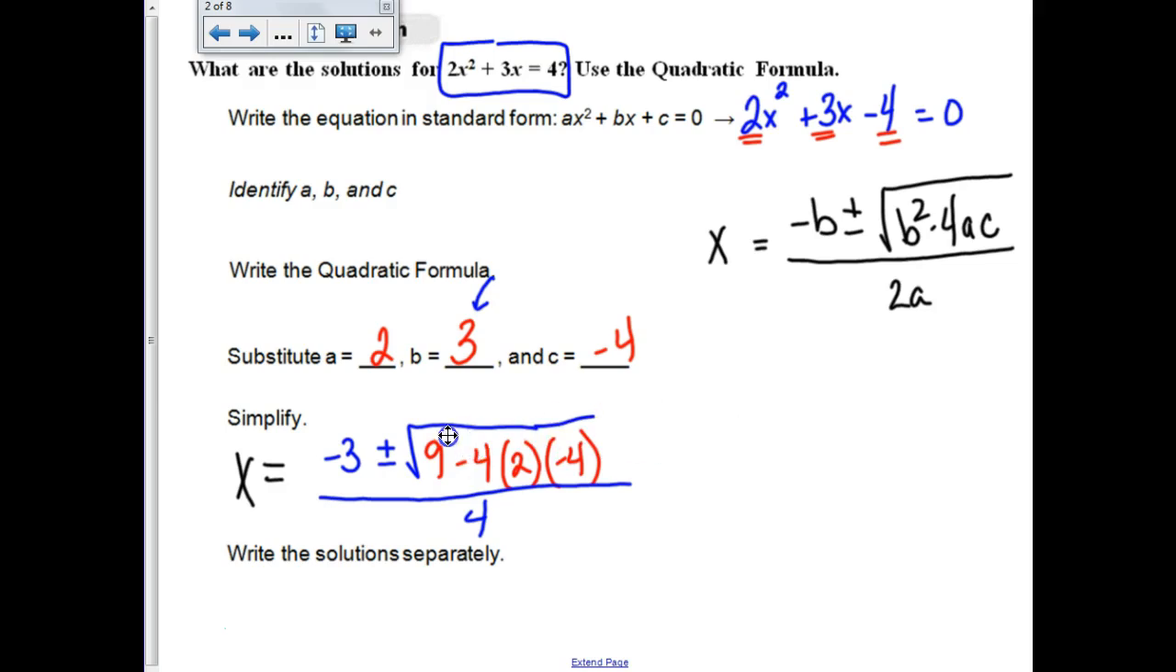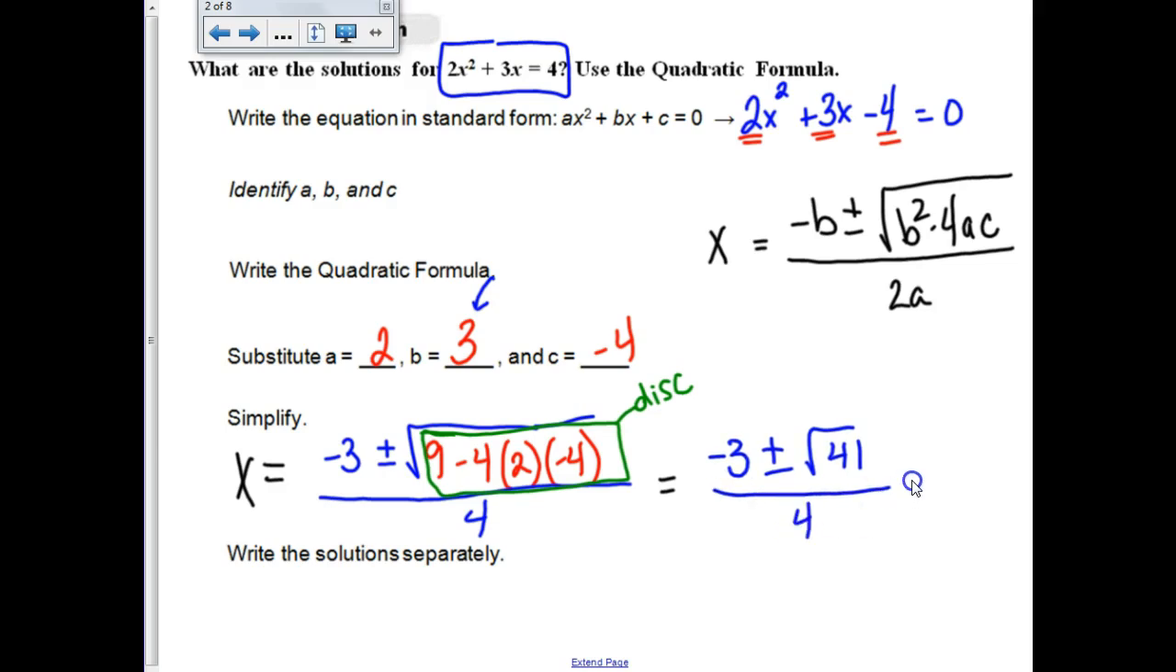So what I'd like you to do is on your calculator, don't type the radical, don't type the square root, just type the stuff that's underneath the radical, the discriminant. Please type 9 minus 4 times 2 times negative 4, all as one step. And when someone gets it, they can just shout it out. 41, thank you. So this becomes negative 3, and then we're going to add and subtract the square root of 41, and then divide those numbers by 4.